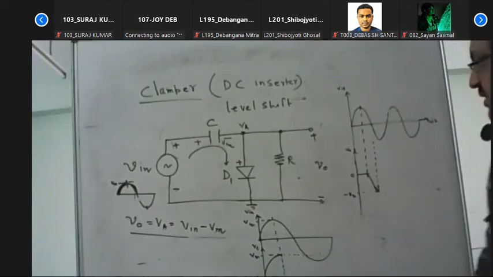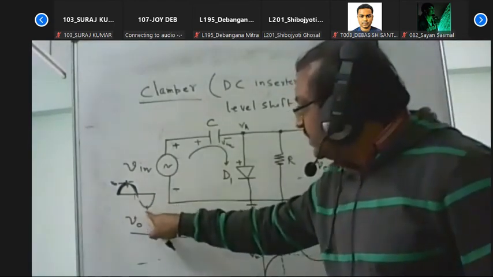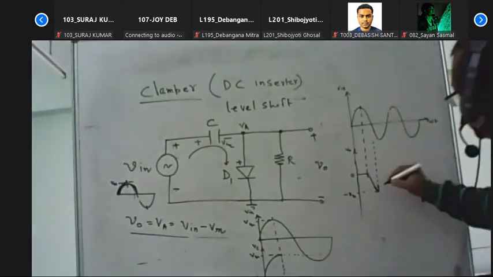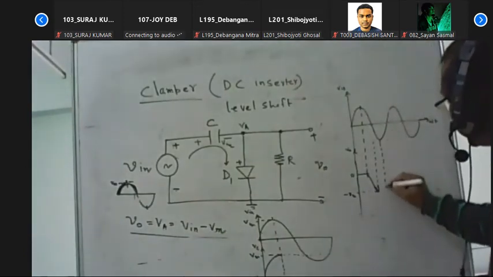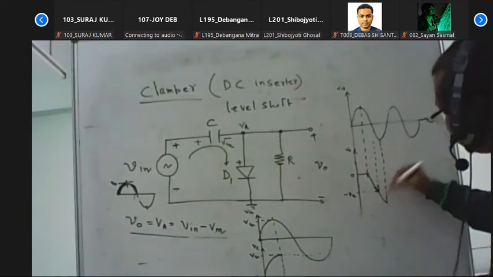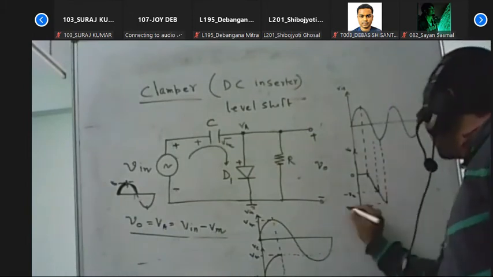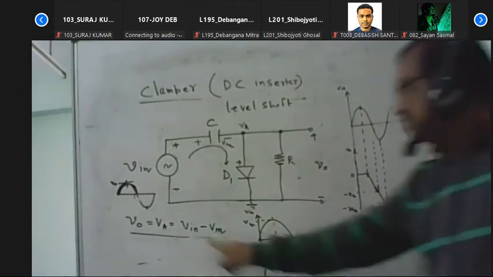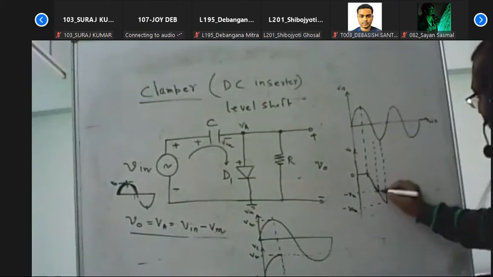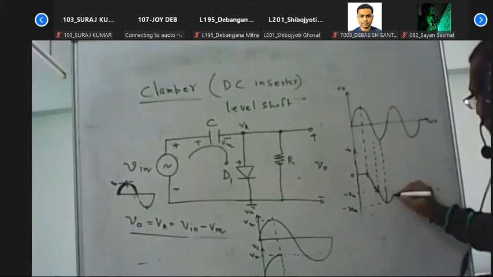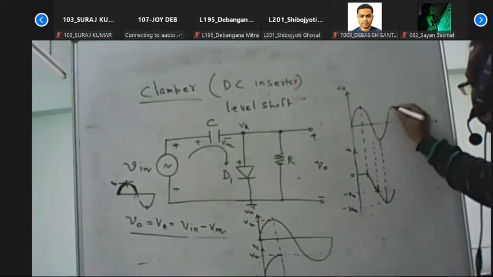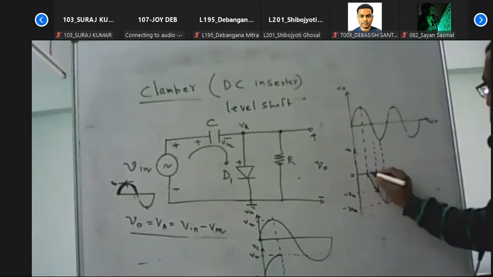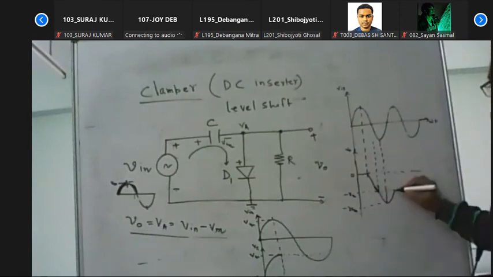Now, if we consider the input signal is here, that means minus Vm, the output signal is equal to minus 2 Vm. So at that point, it is equal to minus 2 Vm. Then again, at that point, that is 0. So 0 minus Vm, again it will go to minus Vm. Then at that point, it is Vm minus Vm, that is equal to 0.